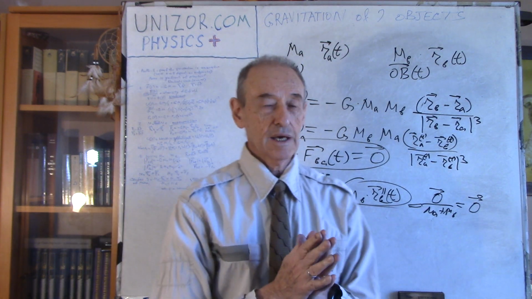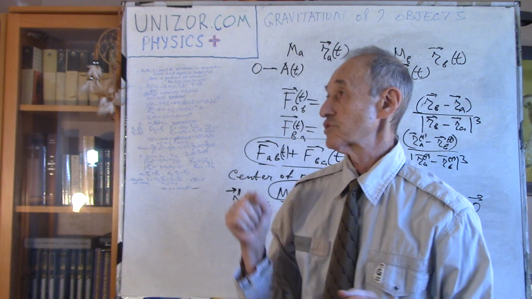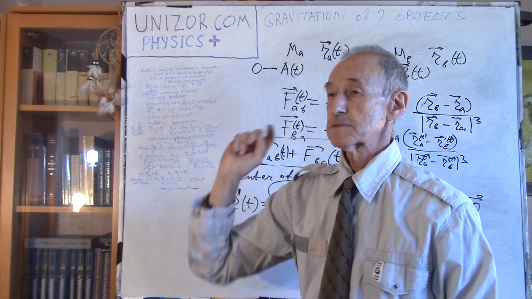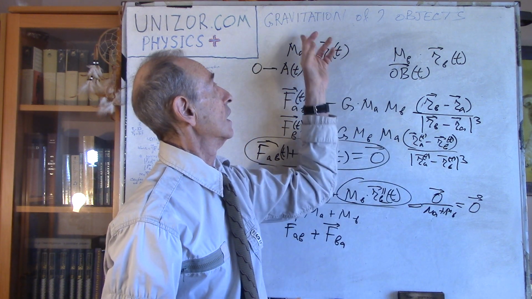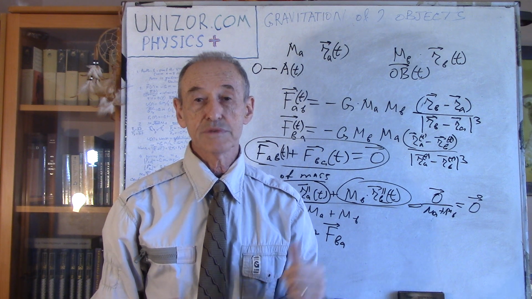Okay, so that's it. I suggest you to read the notes for this lecture. They are presented on unizor.com. You go to the Physics Plus course. The chapter is called Laws of Newton, and this is the gravitation of two objects. That's the name of this lecture.